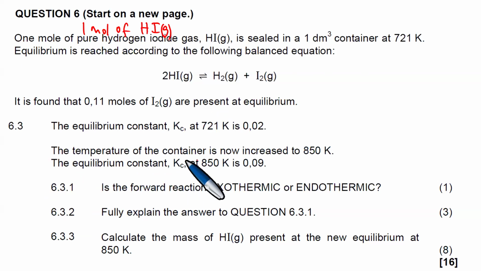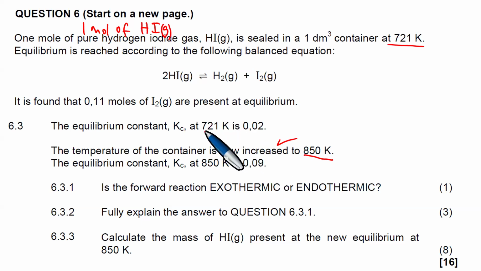The temperature of the container is now increased. Okay, we change the temperature, and we've just said temperature is the only thing that changes the Kc value. But now the examiner increases it to 850 Kelvin from 720 Kelvin, the initial temperature. The equilibrium constant Kc at 850 Kelvin is 0.09. What has happened to the Kc?